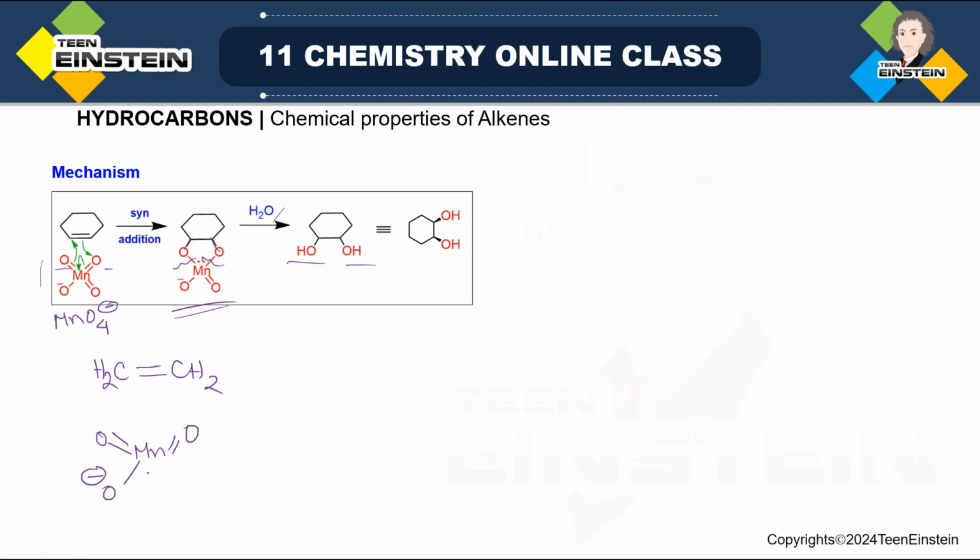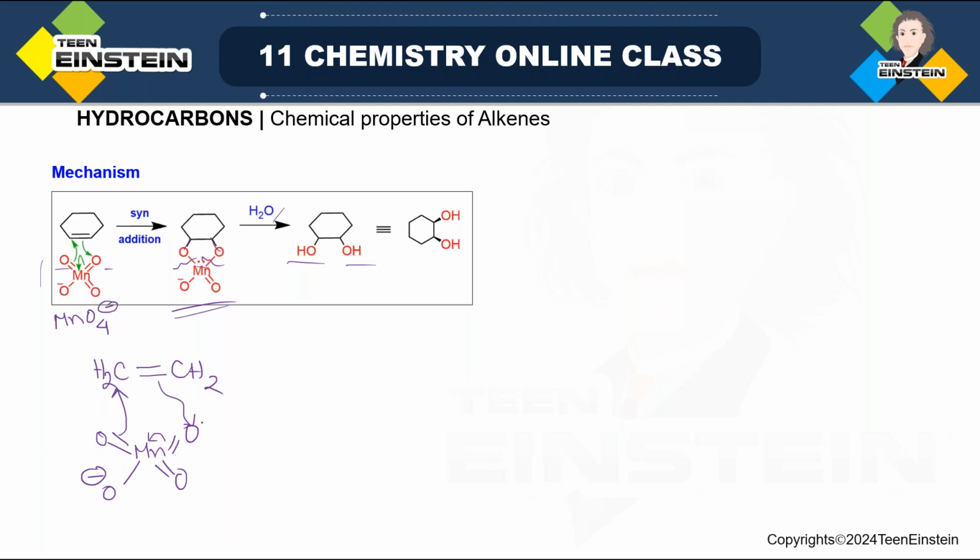So here also, this double bond is attacking this carbon, then this pi bond is attacking this oxygen, and there will be charge over Mn. So as you can see here, electrons are mentioned. So it is the same type of mechanism, whether you have taken a cyclic alkene or some open structure, it is the same mechanism. Fine. But remember, it is syn addition.